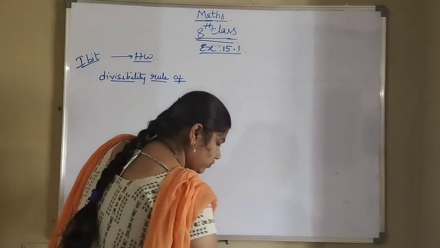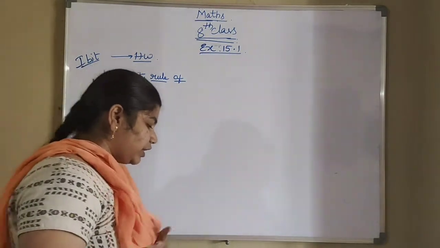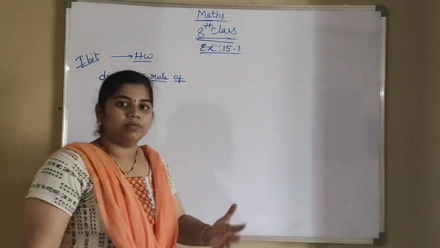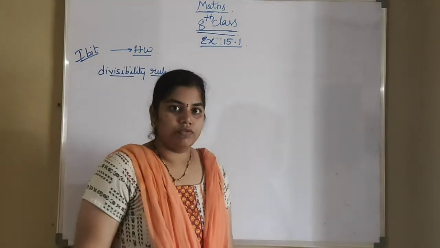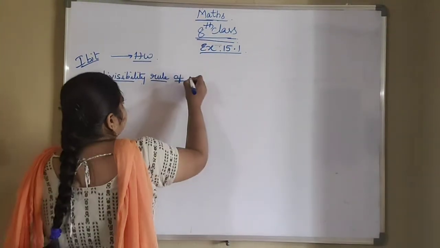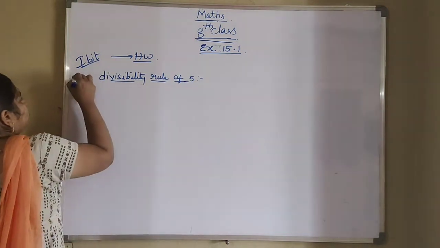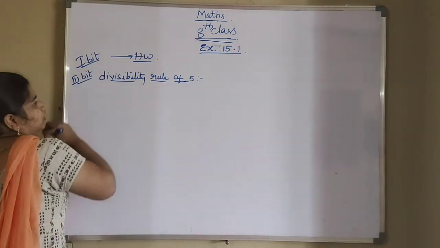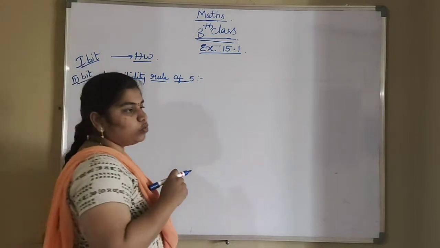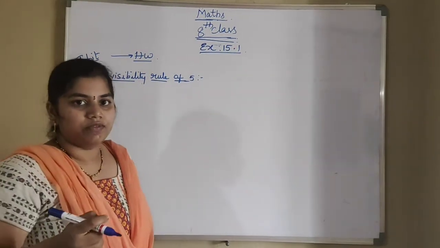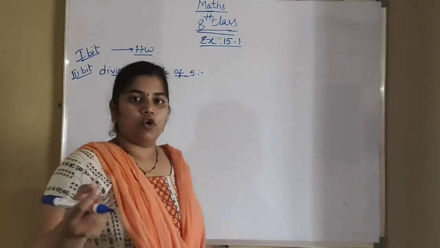So third bit is what? Using divisibility test to determine which of the following numbers are divisible by 5. Already you know the divisibility rule of 5. So first we have to write the divisibility rule of 5 here. This is the third bit. And first we will write the divisibility rule. So what is the divisibility rule of 5? The last digit should be 0 or 5.